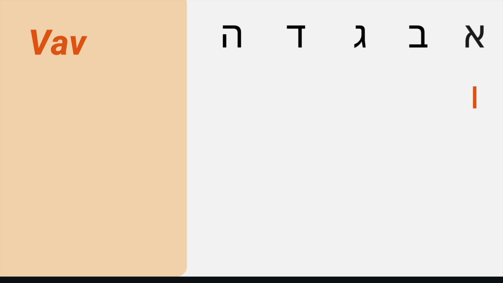That's followed by Vav, which according to the modern pronunciation system is a V. Historically, it was a W. And for that reason, in ancient times, the Vav was often used to mark O and U vowels. So we have to be very careful when reading texts to see if Vav is functioning as a consonant or a vowel. And in future videos, we'll get into the rules of that.